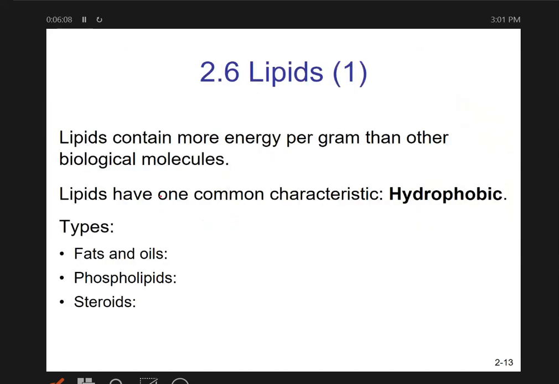All right. Lipids. Lipids contain more energy per gram than any other biological molecules, but one common characteristic is that they are hydrophobic. That means they do not dissolve in water. They are water hating. There are three types: fats and oils, phospholipids, and steroids.